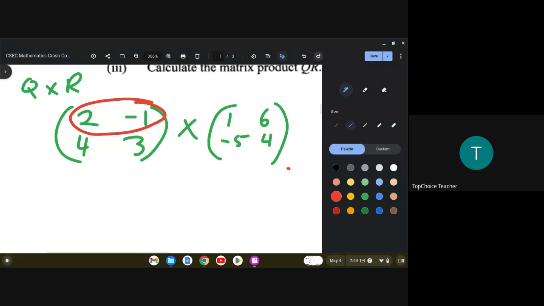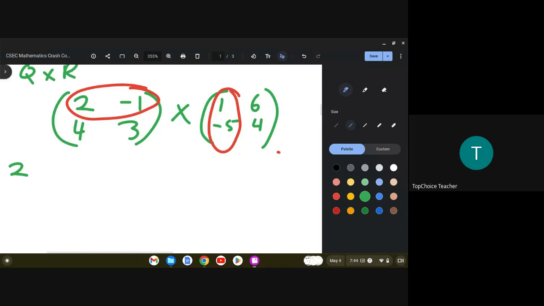So let's see if we could write it down now. The first element of the row is 2. Multiply it by the first element of the column, which is 1. And you must add it to the product of the second element in the row, which is -1, being multiplied by the second element in the column, which is -5. There's no other way to do this besides that. You have to do this multiplication like that. So we multiply the first row by the first column.